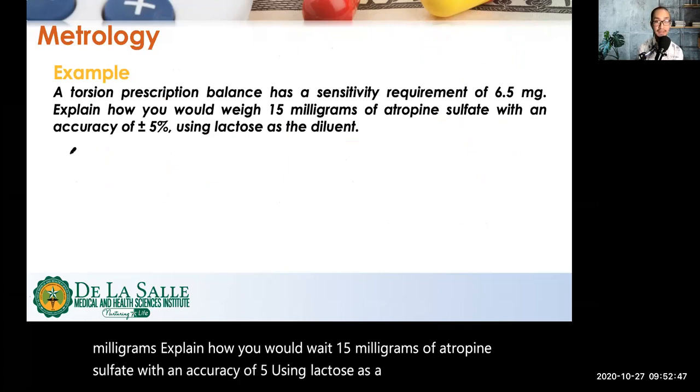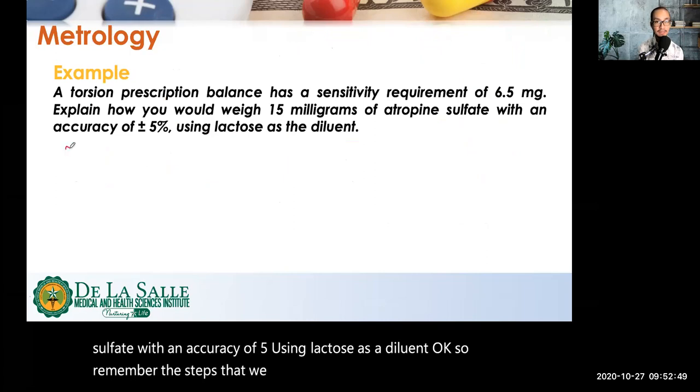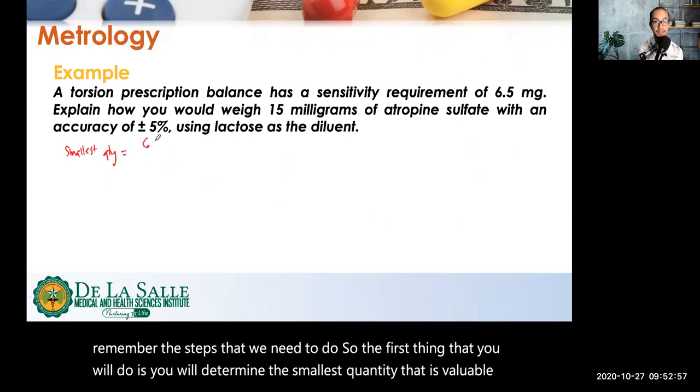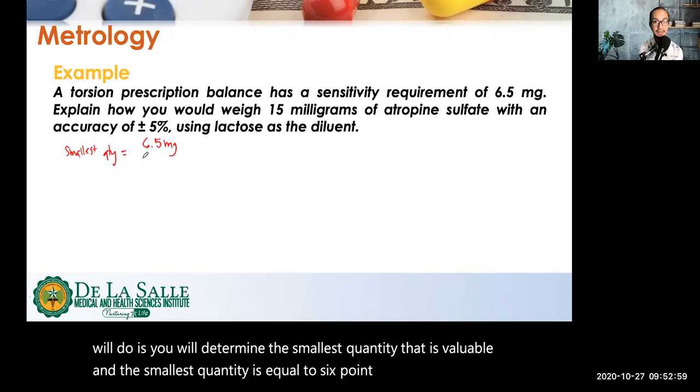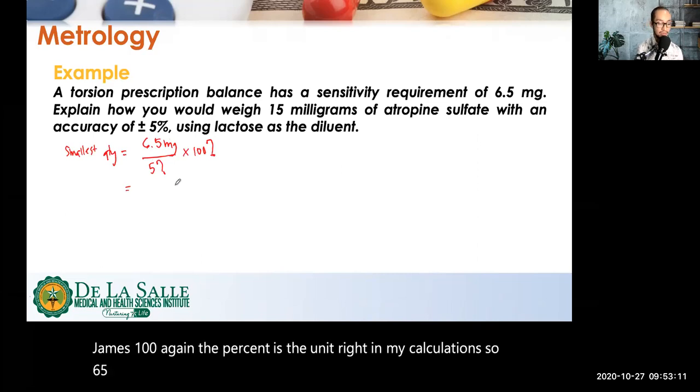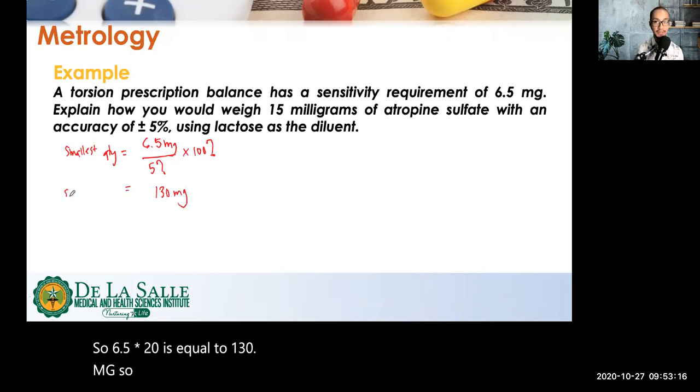Okay. So remember the steps that we need to do. The first thing that you will do is determine the smallest quantity that is weighable. The smallest quantity is equal to 6.5 milligrams divided by 5% times 100%. Again, the percent is a unit in my calculations. So 6.5 times 20 is equal to 130 milligrams. So the smallest quantity that is weighable in our balance is 130 milligrams.